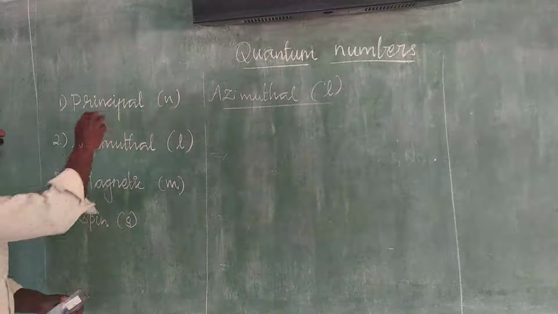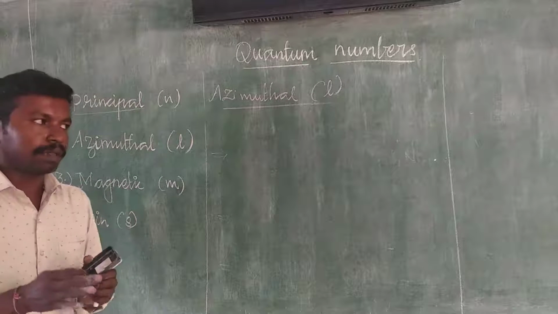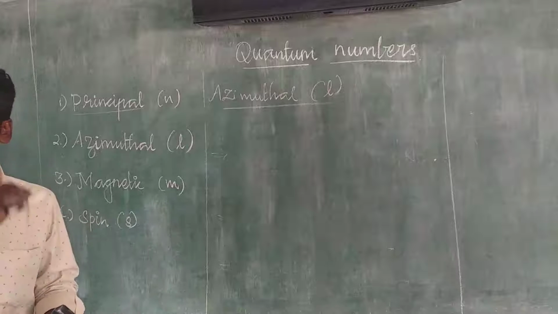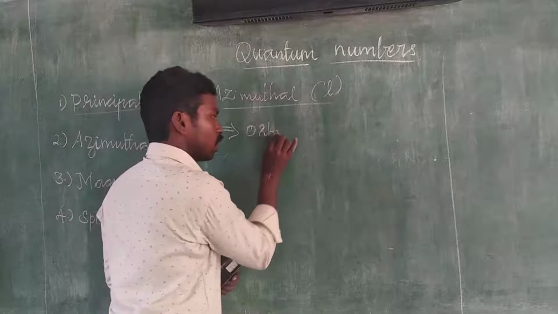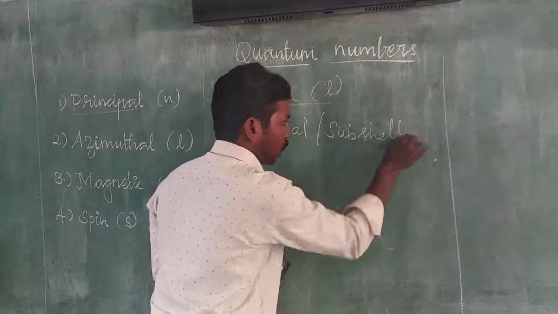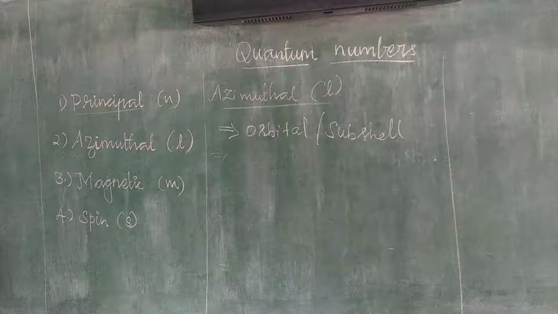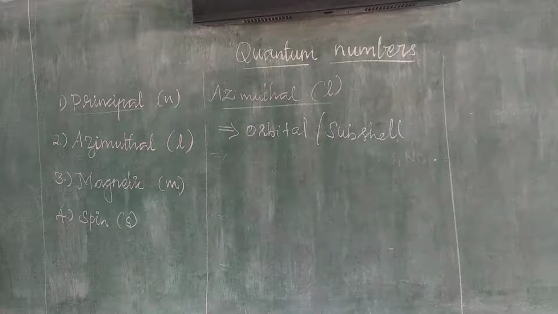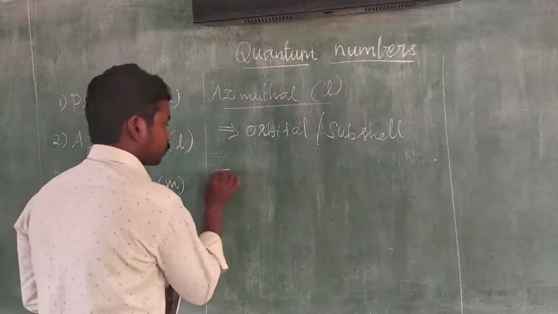When we studied the principal quantum number, that was telling us about the orbit, whereas the azimuthal quantum number is telling us about the orbital. Orbitals are also called subshells. The subshell in which the electron is present can be studied using the azimuthal quantum number. L is the symbol for the azimuthal quantum number.